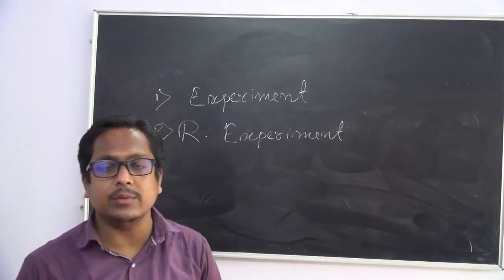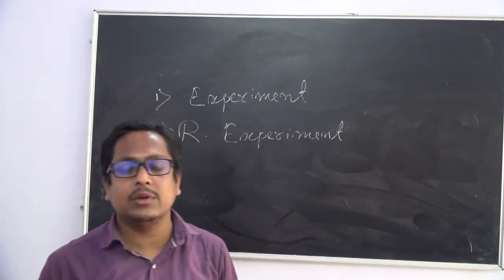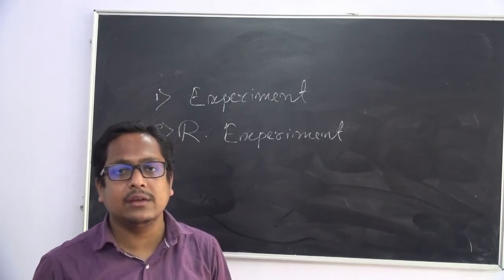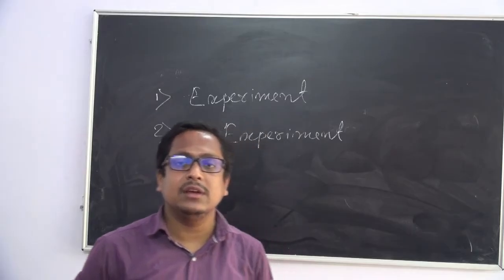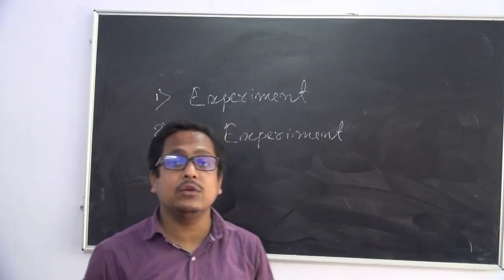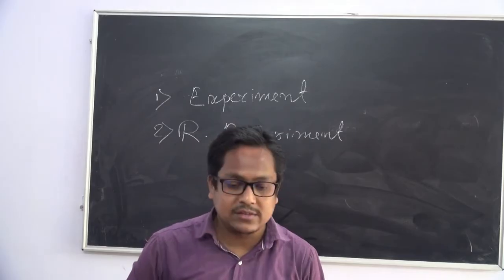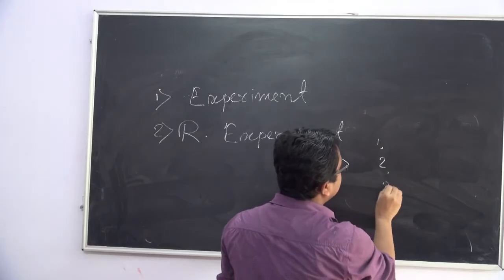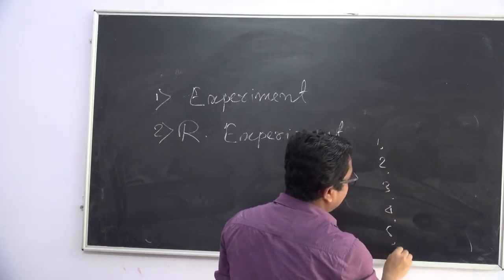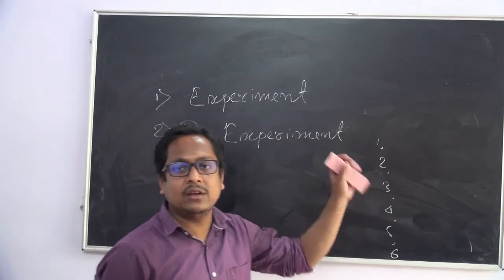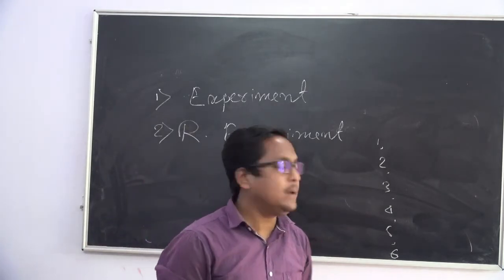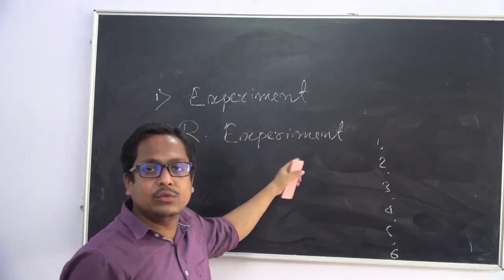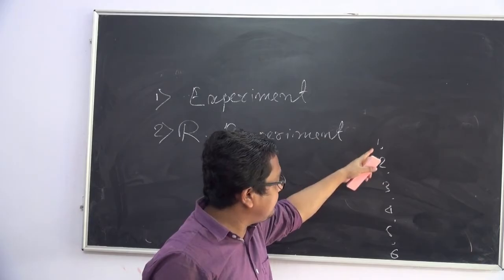So what is a random experiment? A random experiment is an experiment whose results are determined by a chance factor. That means the result of the random experiment cannot be predicted in advance. If we throw a dice, the outcomes may be 1, 2, 3, 4, 5, or 6. These are the possible outcomes. So this is called a random experiment. That means if we throw a dice, these are the outcomes.